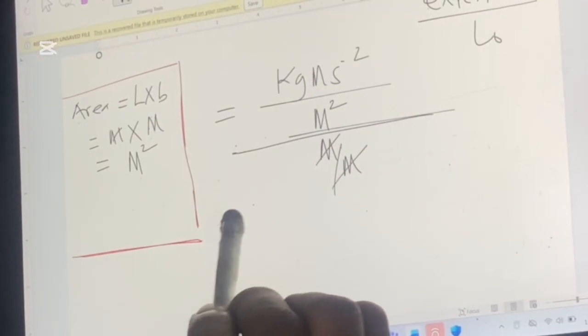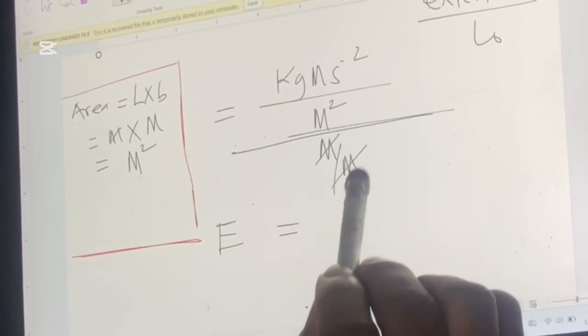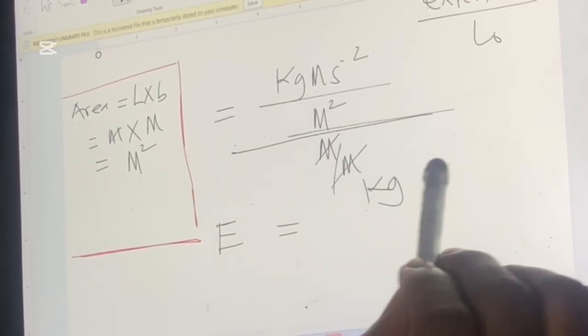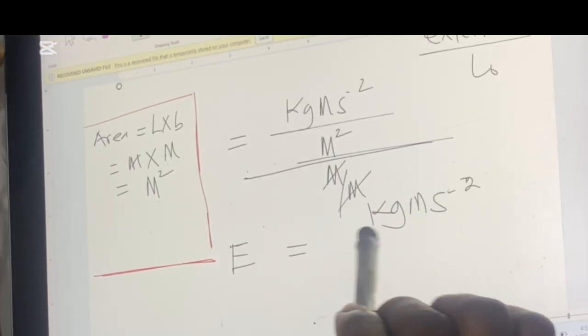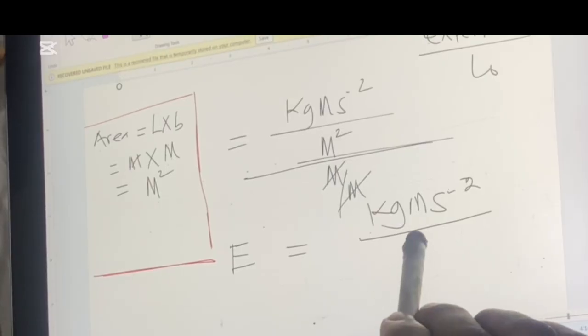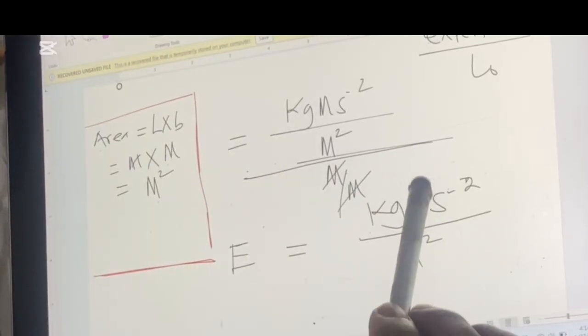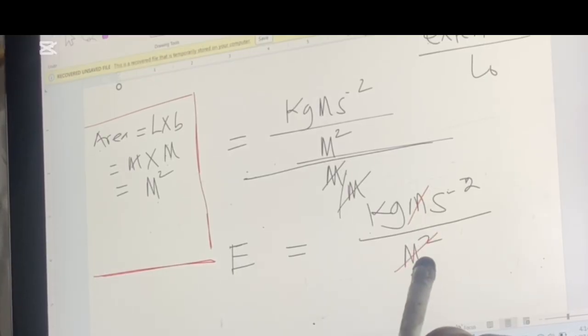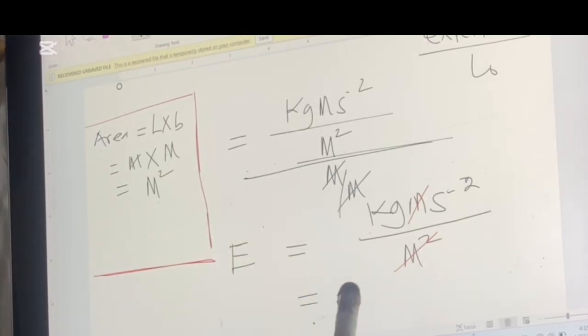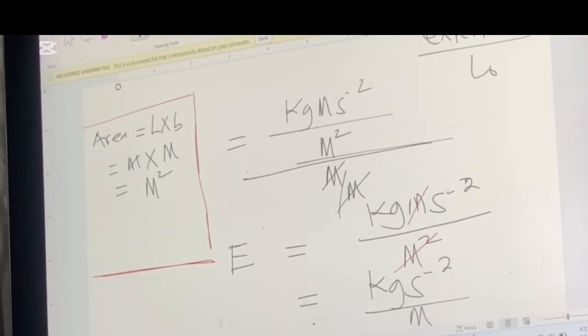Please take note. I'll be left with E, that is Young's modulus, is equal to kg meter per second square over meter square. So the meter at the numerator here, we cancel the meter at denominator. I'll be left with 1 meter at denominator. Please take note. So I will have this to be kg per second square over meter.